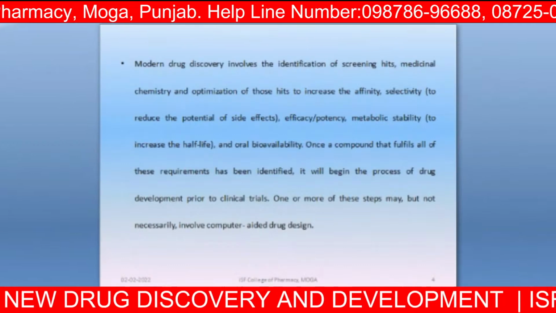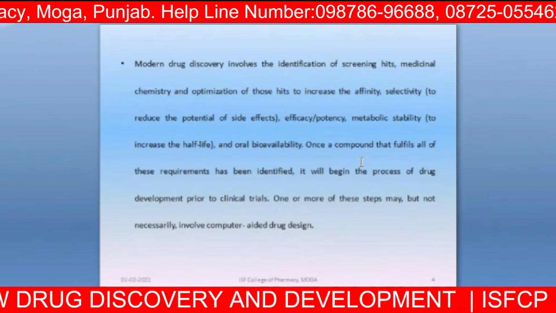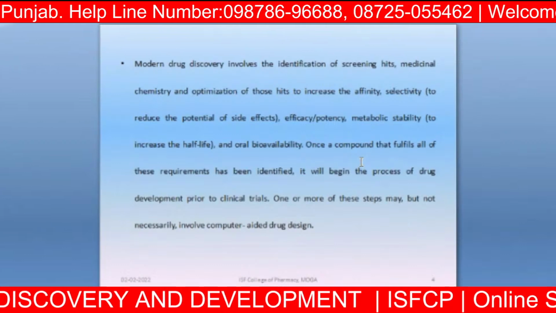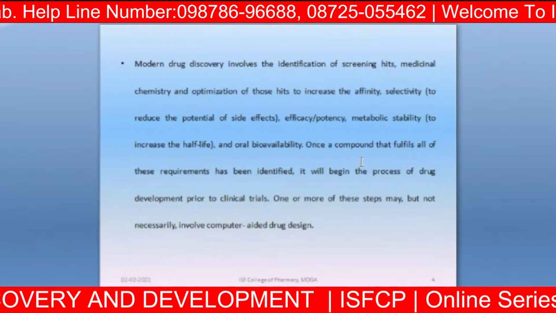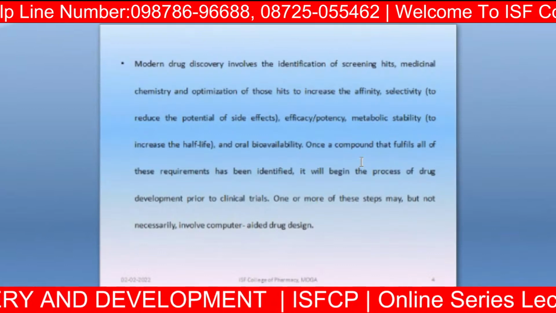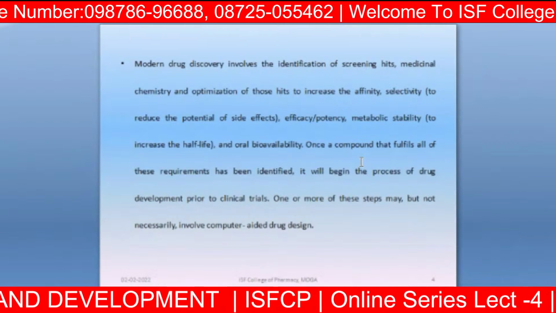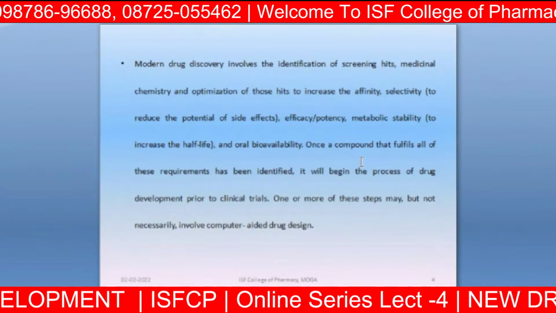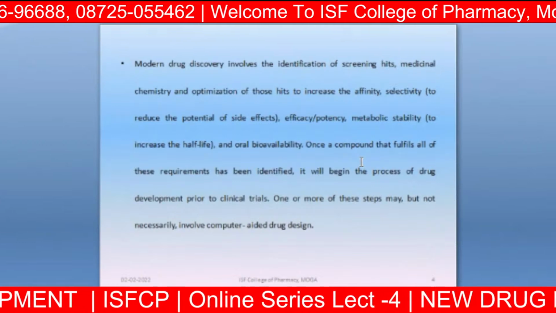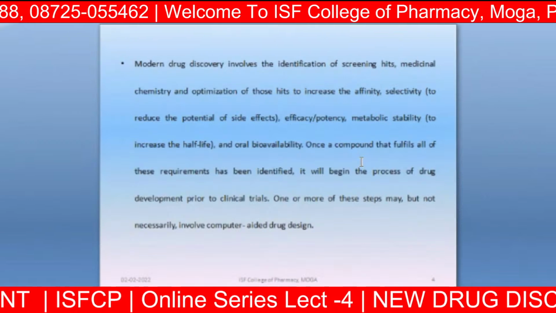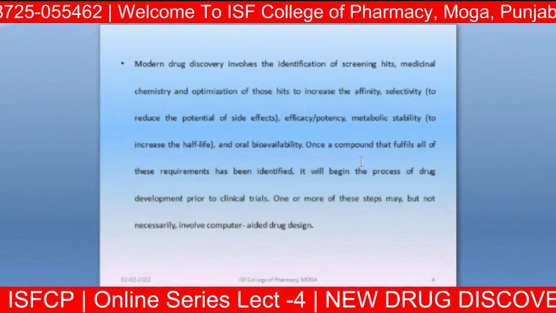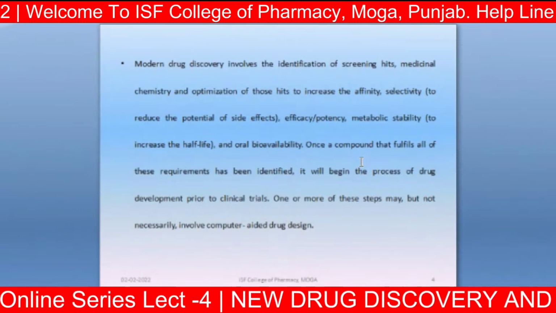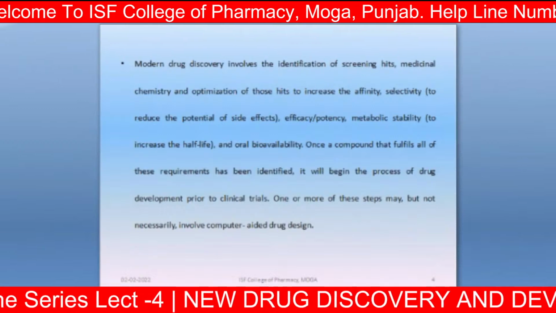Yes, next is that modern drug discovery involves the identification of screening hits. Screening hits means, as we have discussed, we prepared more than 100 batches of A and B to obtain C. From the total hundreds, we observed that at a concentration of 20% A and 80% B, this concentration gives a particular action against the cancer. Now the question comes to mind: how can we say it has anti-cancer activity? For that, we have various options.